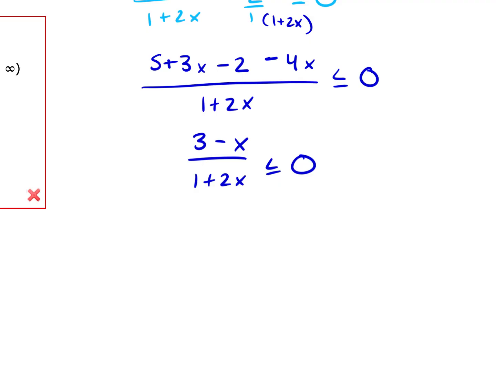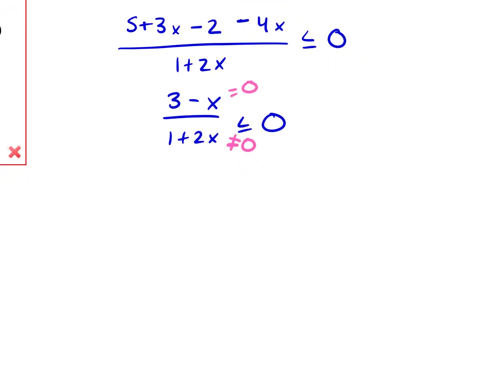From here, what would we do? Awesome. Make the bottom not equal to 0. And what about the top? Make the top equal to 0. Perfect. So we want to find our key numbers. So here, x equals 3, and x does not equal -1/2. So those are going to be our key numbers. We'll put them on our number line.